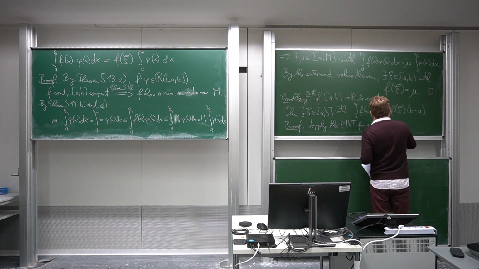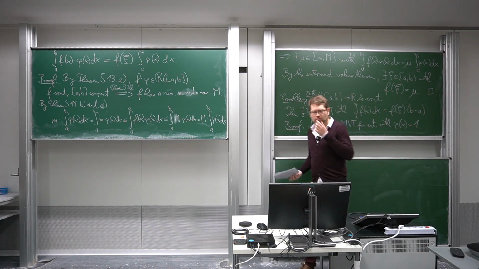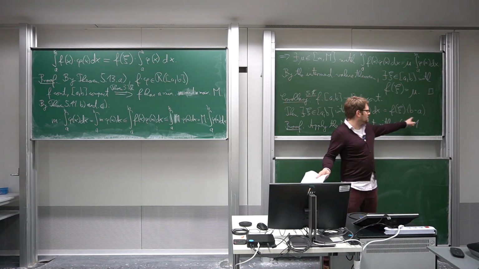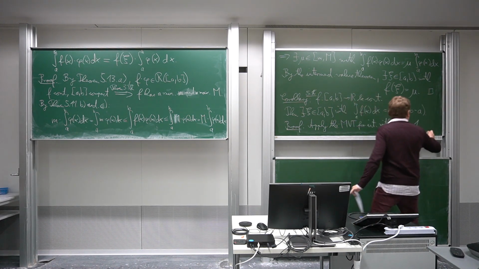And we just have to take a particular function phi. We just take phi of x constant equal to 1. Then the integral over phi, the integral over 1, is just the difference of the two bounds, so b minus a. So then we precisely get this notion here.